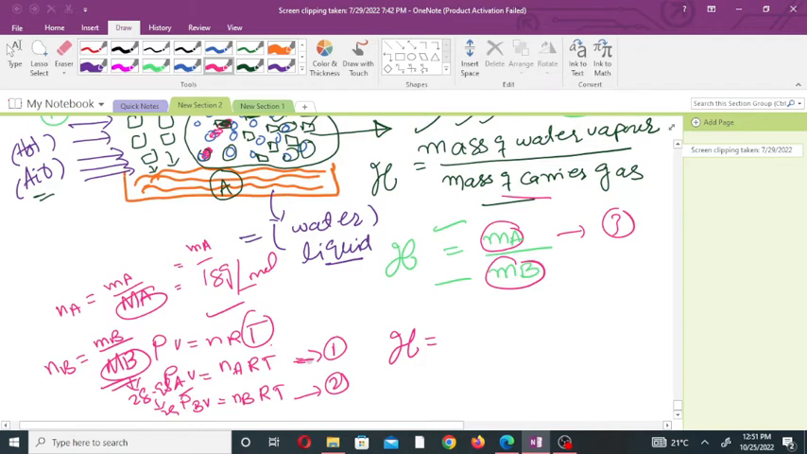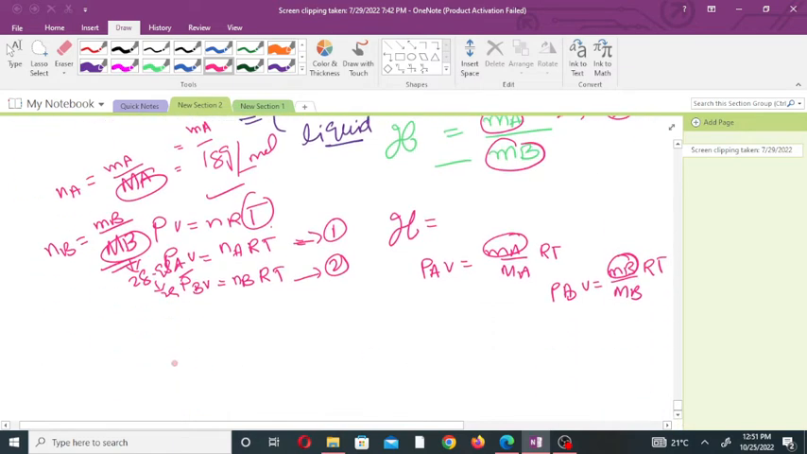We can further simplify equation 1 and equation 2. For example, PA times V is equal to the mass of component A divided by the molar mass of component A, times RT. Similarly for component B, PB times V is equal to mB divided by its molecular weight, times RT. Rearranging, we get the mass of component A and the mass of component B. After rearranging, we get the definition of humidity: PA times V times the molecular weight of component A, divided by RT, and divided by the molecular weight of component B, equal to PB times V times the molecular weight of component B, divided by RT.